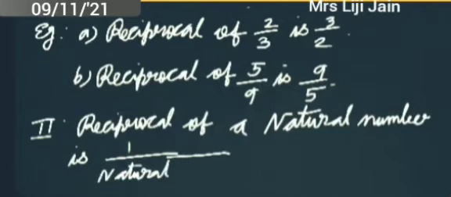The reciprocal of a natural number is 1 by that natural number. That means the reciprocal of 5 is 1/5, the reciprocal of 6 is 1/6, etc. Okay. Example.